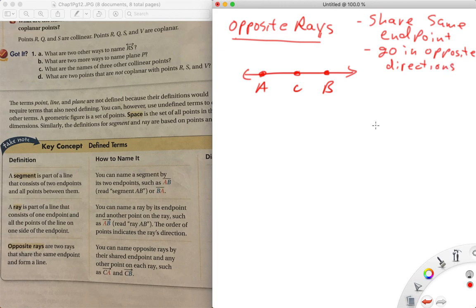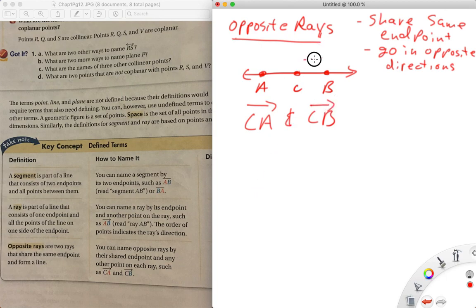They share the same ray and they go in opposite directions. So in this case, we would say that ray CA and ray CB are opposite rays.